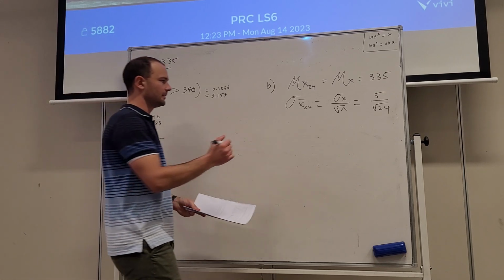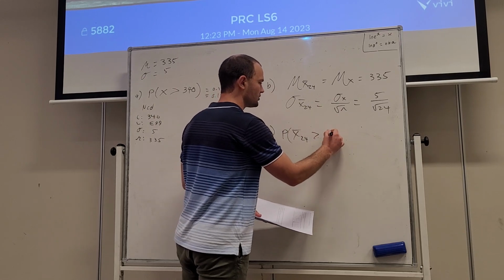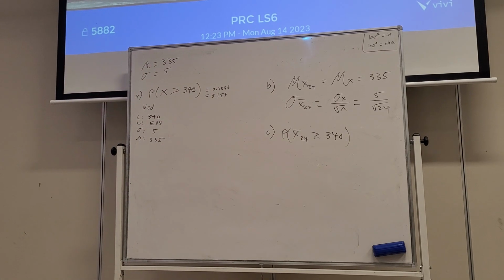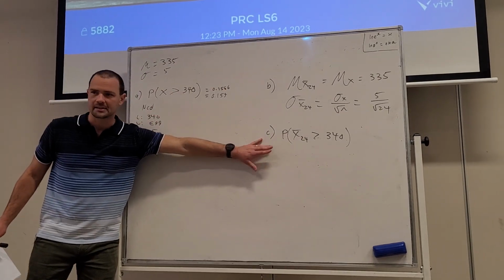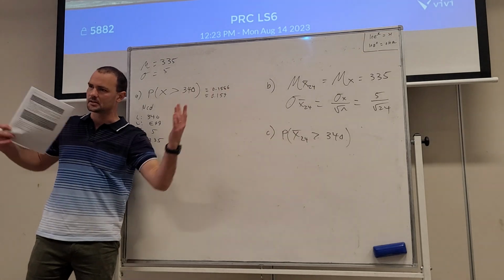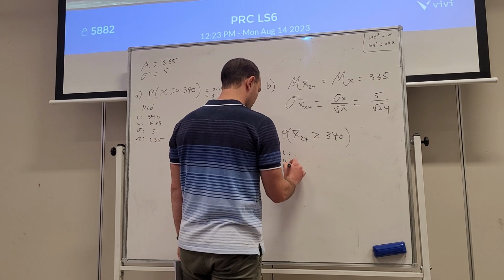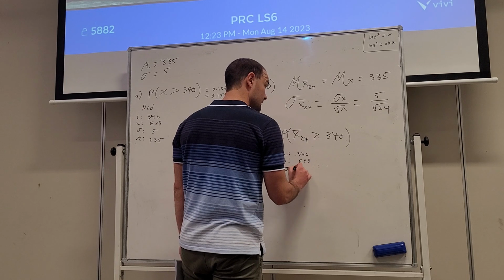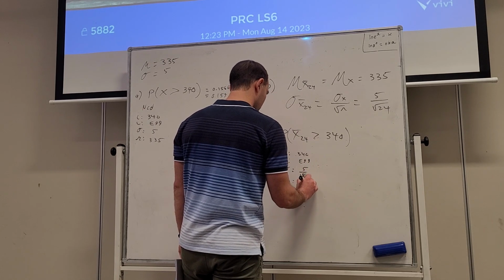Okay, so here's where the big difference is. Find the probability of x24 being larger than 340. Okay, so we're performing almost the same calculation, except there's a subtle difference, isn't there? What's the difference between here and here? The standard deviation is different. The standard deviation is smaller. So let's put that in. So we've got the lower 340, upper infinity. Standard deviation is 5 on the square root of 24. And the mean is 335.